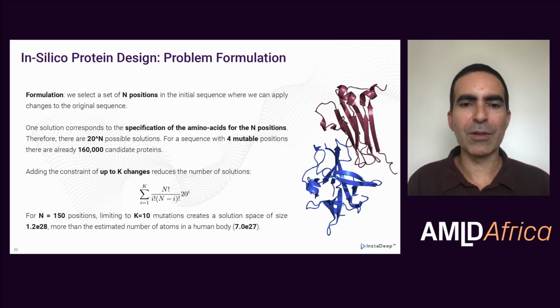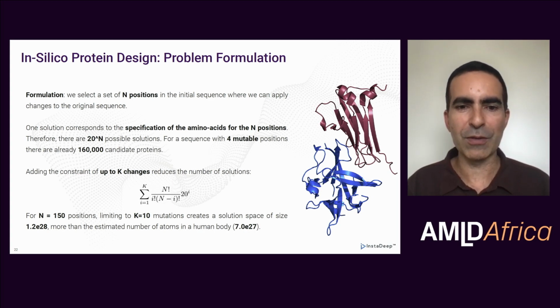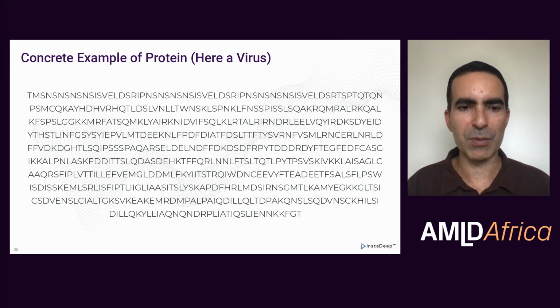But let's say you take only 150 amino acids, which is a fairly small protein. And let's say you just say, okay, I can change only 10 positions to create a better protein. Well, this is still a solution space which is bigger than the number of atoms in your body. This is just to give you a sense of how complicated the problem is.